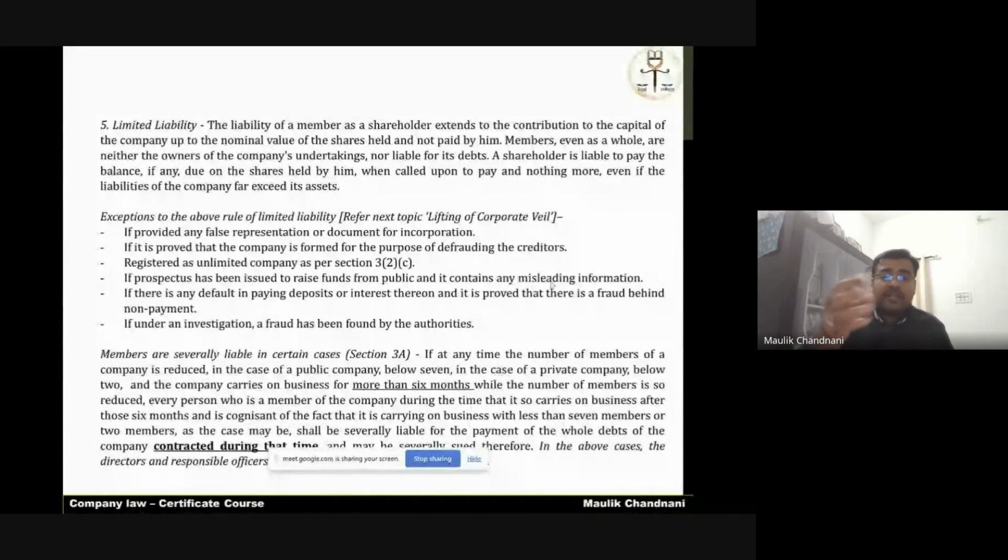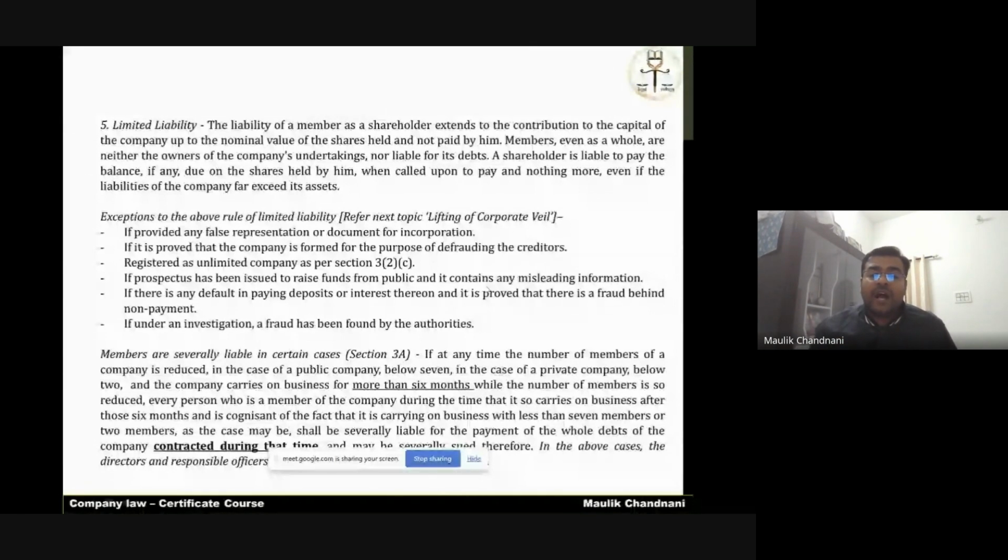Now what is unlimited liability? That if the assets of the company are insufficient, you go to your home, sell your personal assets and pay your creditors. We don't care. So unlimited liability का मतलब होता है the personal assets will also be at stake if the assets of the company are not sufficient to pay the liabilities.